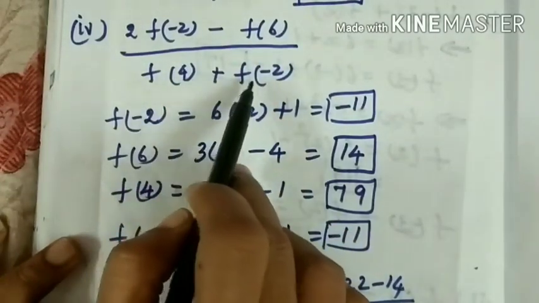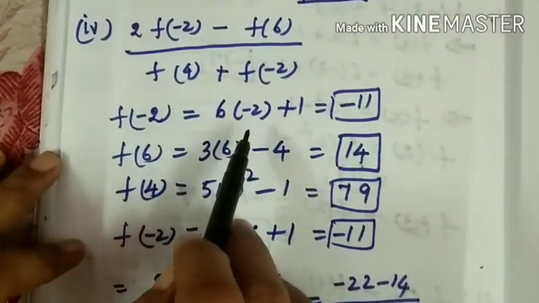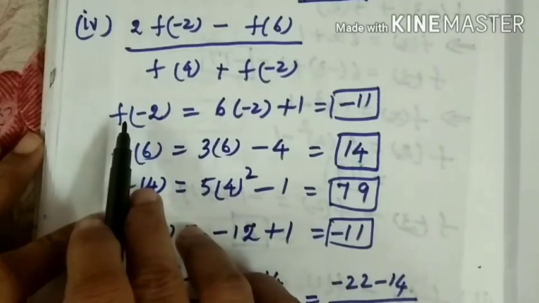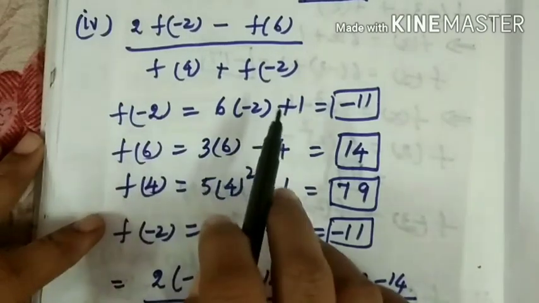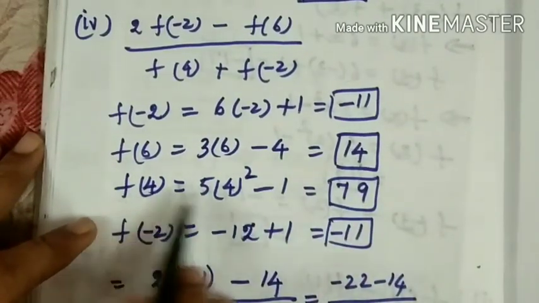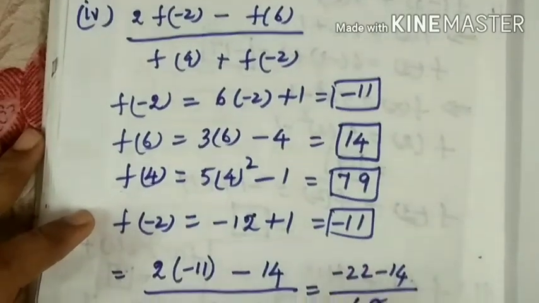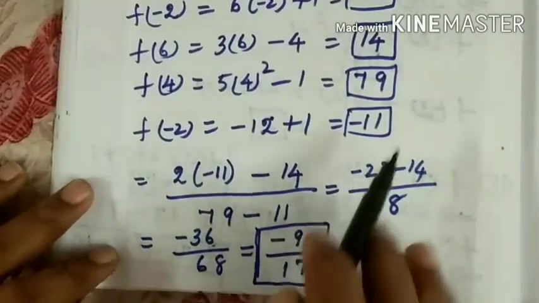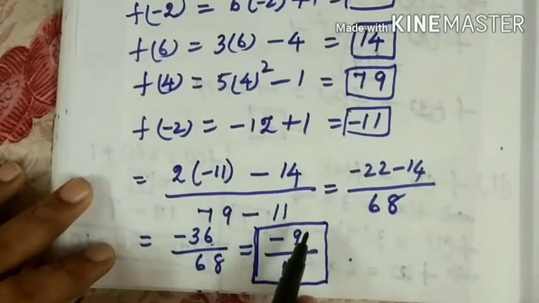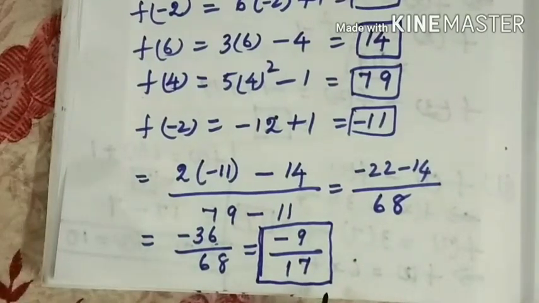Now you come to the last subdivision, 2 into f of minus 2 minus f of 6 by f of 4 plus f of minus 2. First you find the function by using the intervals. Then the value of f of minus 2 is minus 11, f of 6 is 14, f of 4 is 79, f of minus 2 is minus 11. Now you apply these values in the given question, means we get minus 9 by 17. This is the answer for the last subdivision.